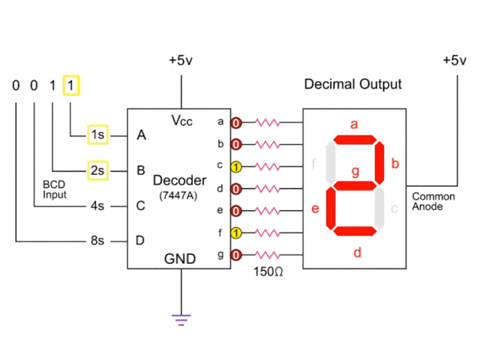0011 would display a 3, 0100 a 4, 0101 a 5. An input of 0110 is needed to display a 6, 0111 for 7, 1000 would give an 8, and finally 9 would require an input of 1001.